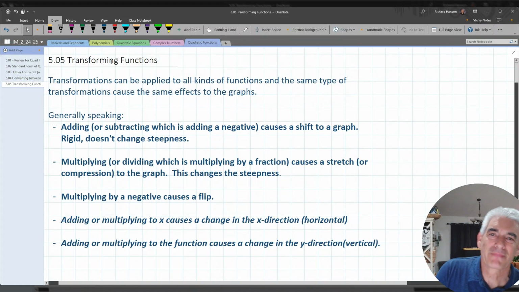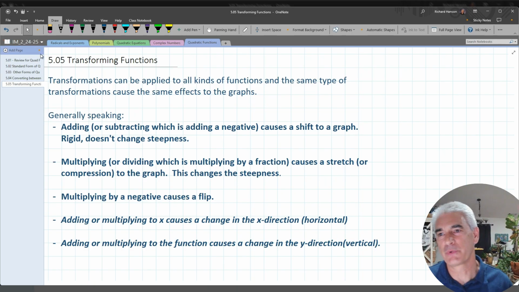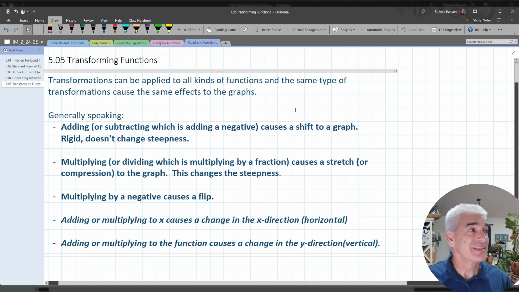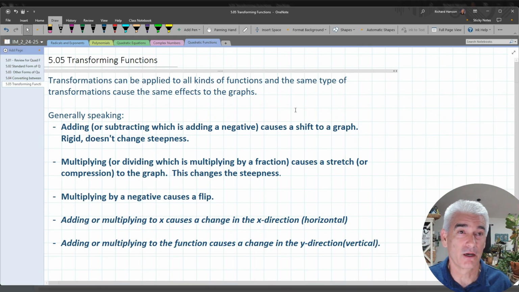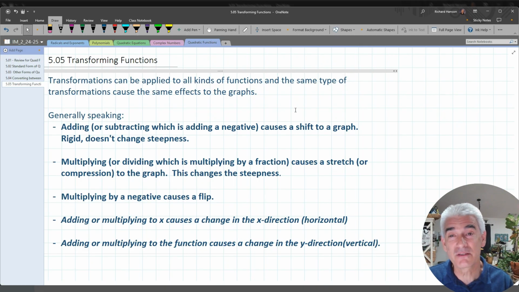Okay, last one for today. This is again for IM2. We are transforming functions. Now we're specifically focusing on quadratic functions, parabolas, but this concept works for all functions.